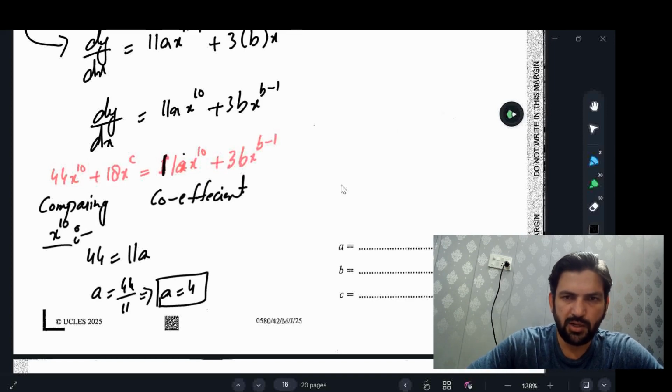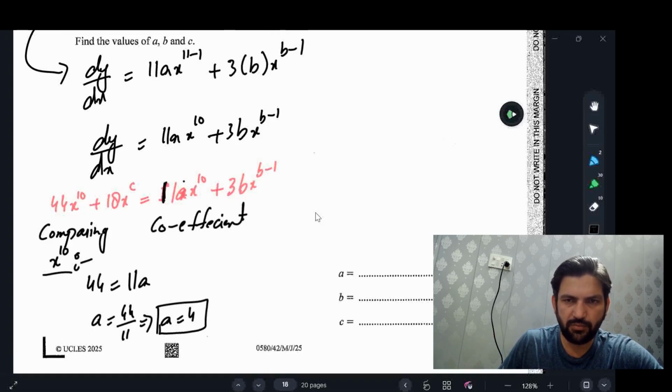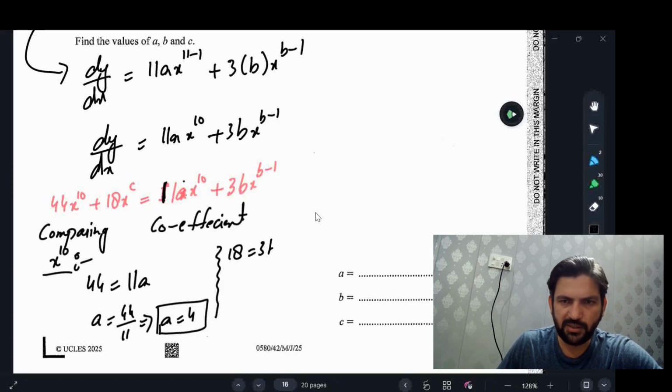Now let's compare the other one. If we compare the coefficient of the second term, 18 should be equal to 3b, which means b will be equal to 18 by 3, which means b will be equal to 6.